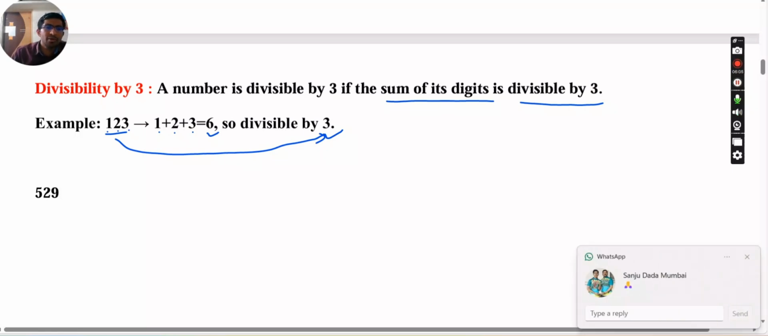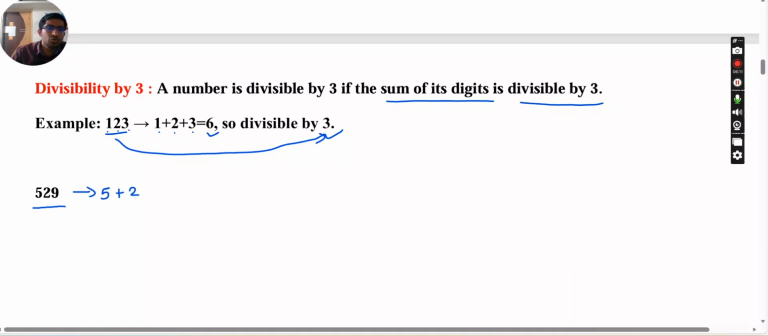Now the next example we have taken is 529. So a similar thing we will do here. 5 plus 2 plus 9: 5 plus 2 is equal to 7. 7 plus 9 is equal to 16. So we have to check whether 16 is present in the table of 3 or is divisible by 3.